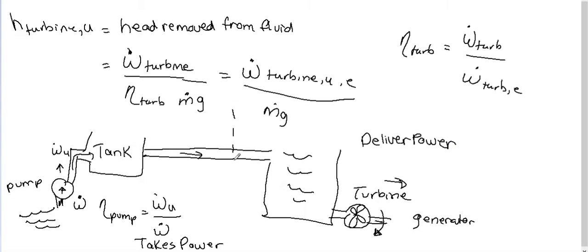Alright, so you can kind of see the difference between the two systems here. So it's delivering power. And then the efficiency of the turbine, which is what we have just written up here, is the power that comes out of the turbine, so the extracted power, or the useful power, divided by the power that's being delivered to it.